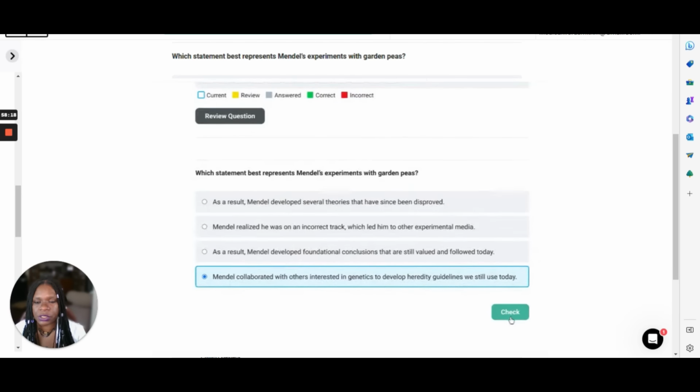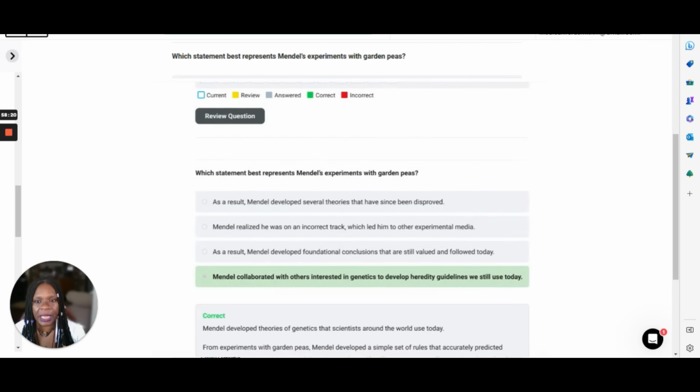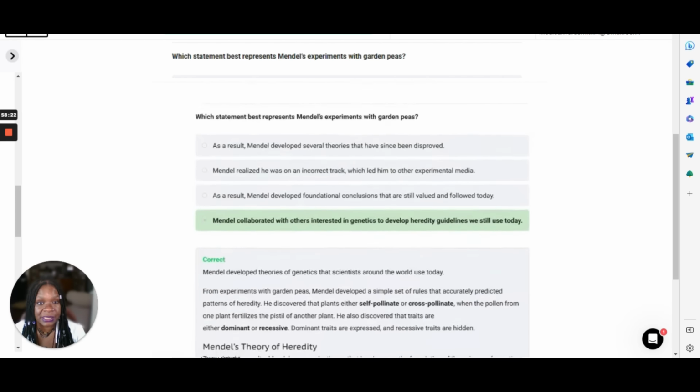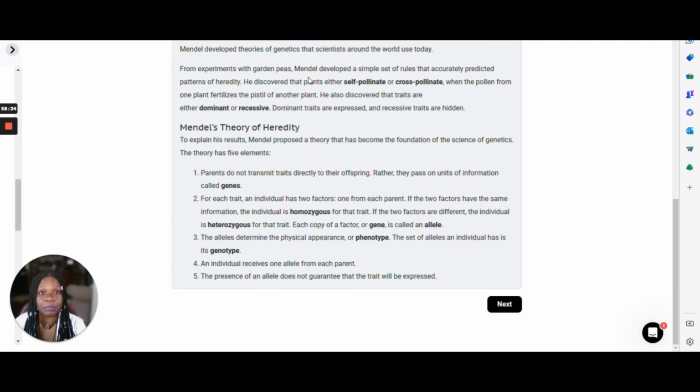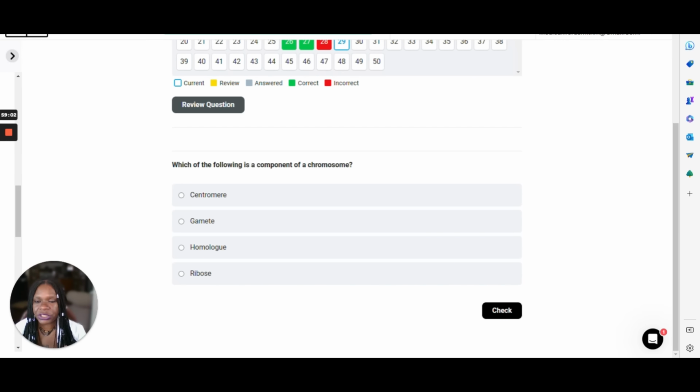However, the correct answer is going to be Mendel collaborated with others interested in genetics to develop heredity guidelines that we still use today. Predicted patterns of heredity. He discovered that plants are going to either self-pollinate or cross-pollinate when the pollen from one plant fertilizes the pistil from another plant. He also discovered that traits are either dominant or recessive, and we still use these tenets today in science and genetics. So, next question.